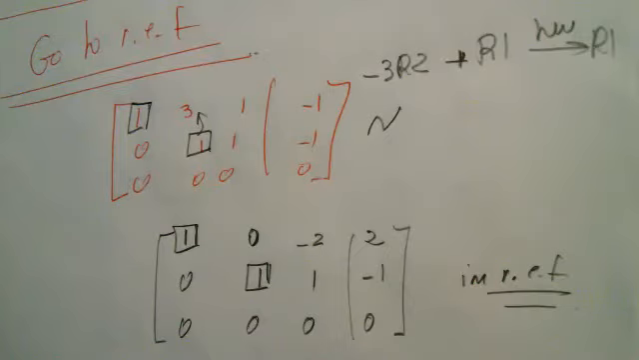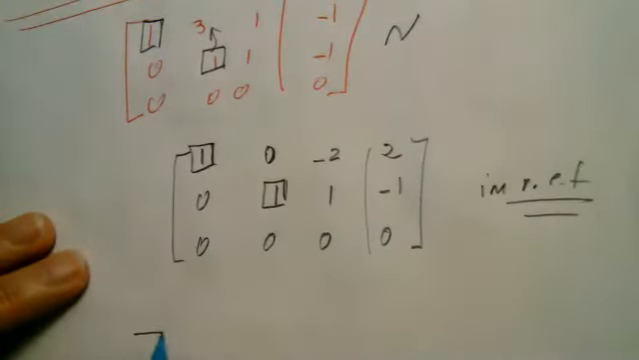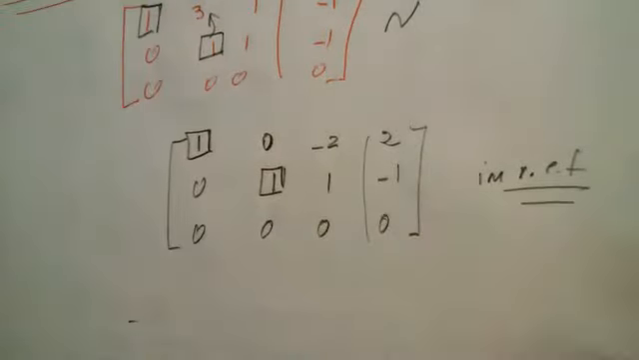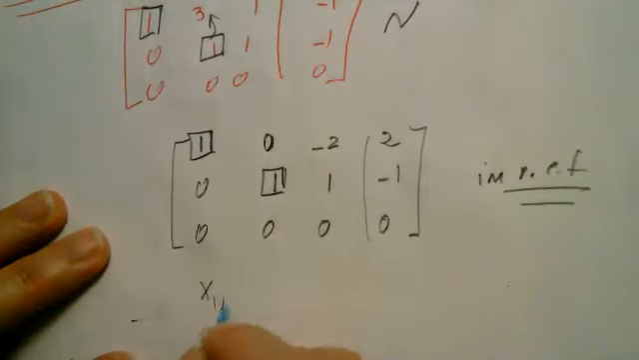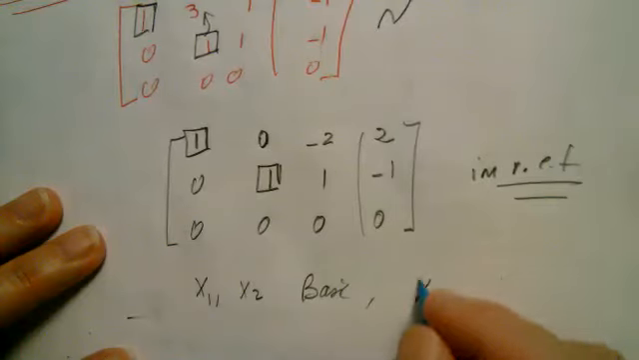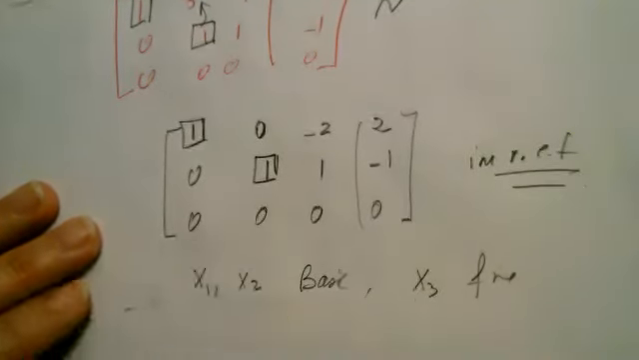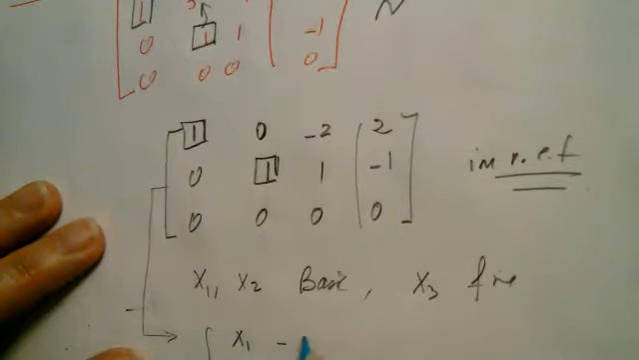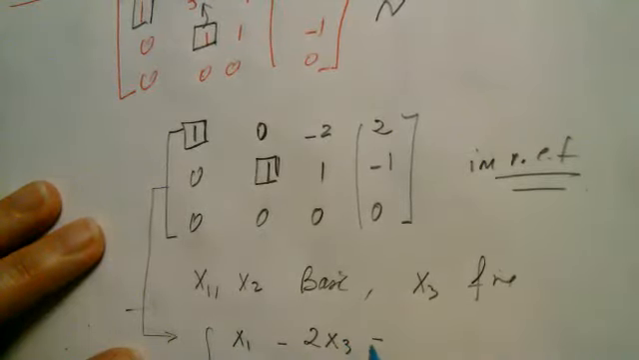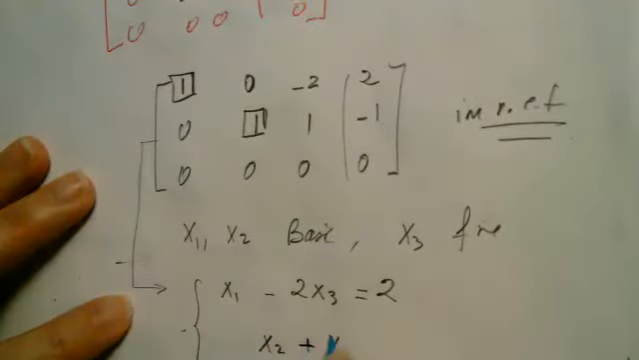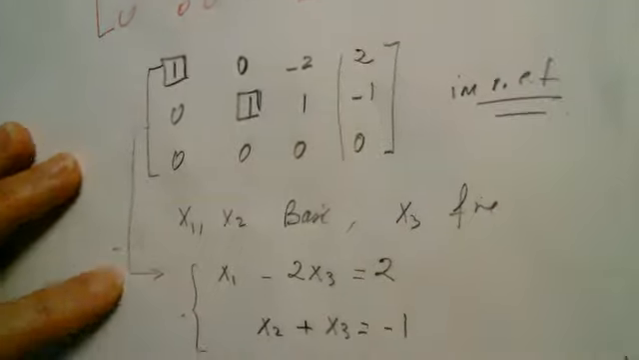Now we're going to write the system that corresponds to it, and I'm going to do exactly what we did before. The basic variables are the variables that correspond to the columns with leading entries. Those are the basic, and then x3 is free. I'm going to write the system that corresponds to my reduced echelon form, which is x1 minus 2x3 equal to 2, and x2 plus x3 equal to minus 1.